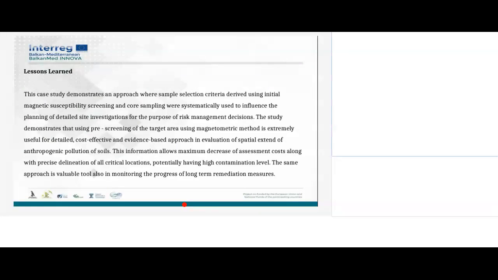This information allows maximum decrease of assessment costs, along with precise delineation of all critical locations, potentially having a high contamination level. The same approach is valuable also in monitoring the progress of long-term remediation measures.